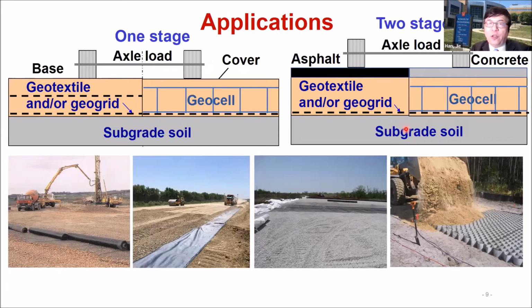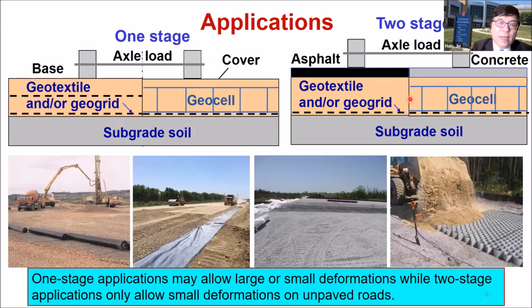Basically, you eventually will use a paved road. For that situation, you don't want the unpaved road to be subject to too much deformation like rutting. But now we're dealing with 2 different situations. On the left side, basically this is the final unpaved road that can be subject to larger deformation. For the second situation on the right, the unpaved road used temporarily for construction purposes should allow lower deformation. The one-stage application may allow large or small deformation, while the 2-stage application only allows small deformation on unpaved roads.